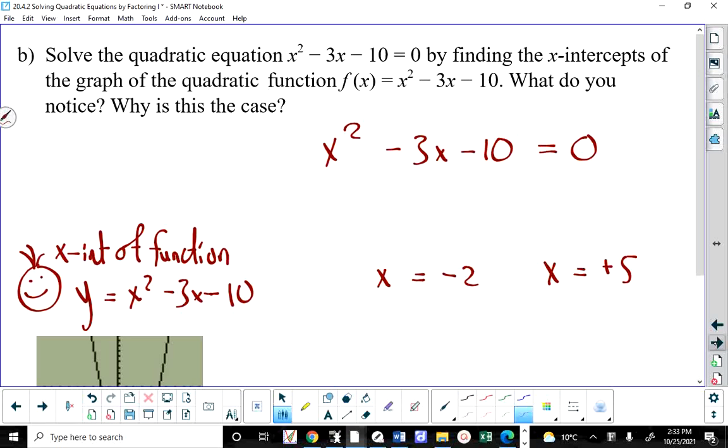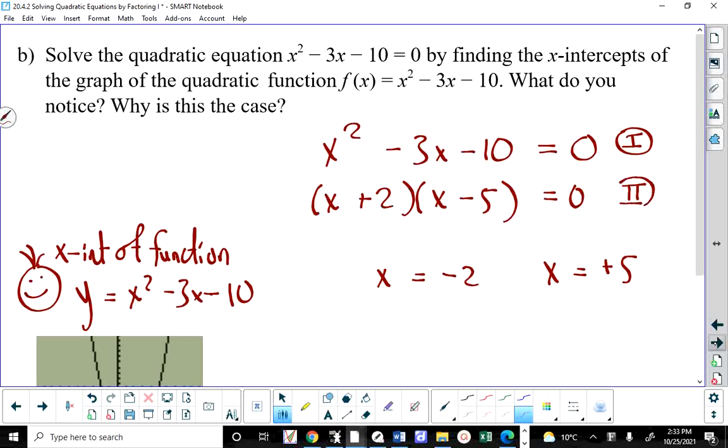Think about this for a second. This x squared minus 3x minus 10 is the same as x plus 2, x minus 5. Is there any difference between version 1 and version 2 of what I've written? No. Mathematically, they are exactly the same thing. So why should a 0 of x plus 2 make this equation true? The answer is very simple. If this is 0 and it's being multiplied by something else, I don't care what it's being multiplied by. If it's 0, you're going to get 0.